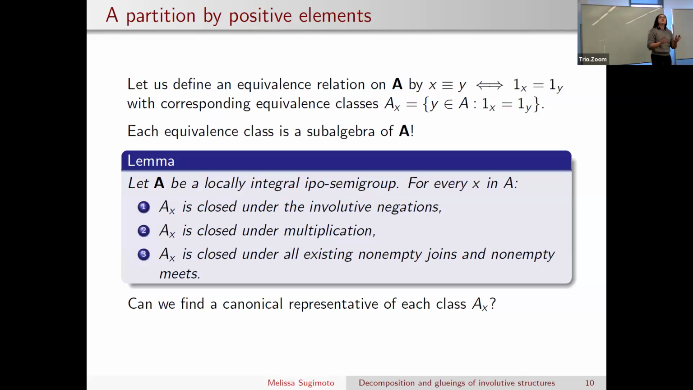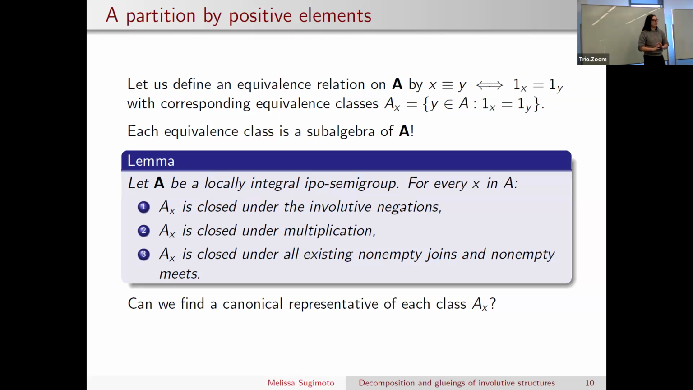So we can define an equivalence relation using these positive elements, these local identities. And we can say x is going to be equivalent to y if they have the same local identity, if 1x is equal to 1y. This is pretty easy to see. It's an equivalence relation because it's definitely going to be reflexive, it's definitely going to be symmetric. And since the thing we're working with on the other side of that if and only if is equality, it's also going to be transitive.